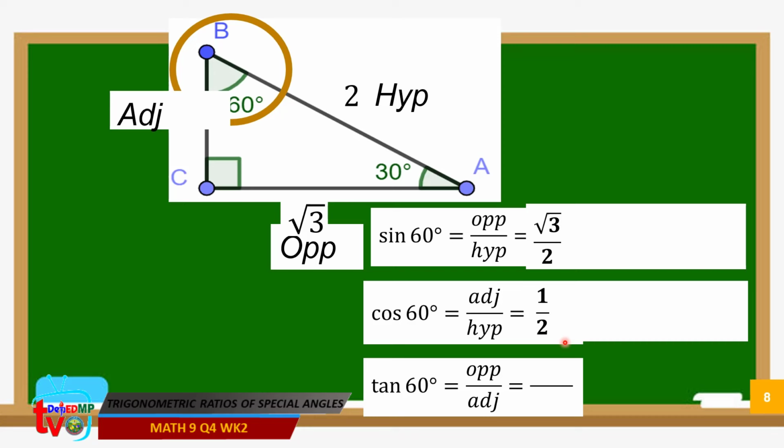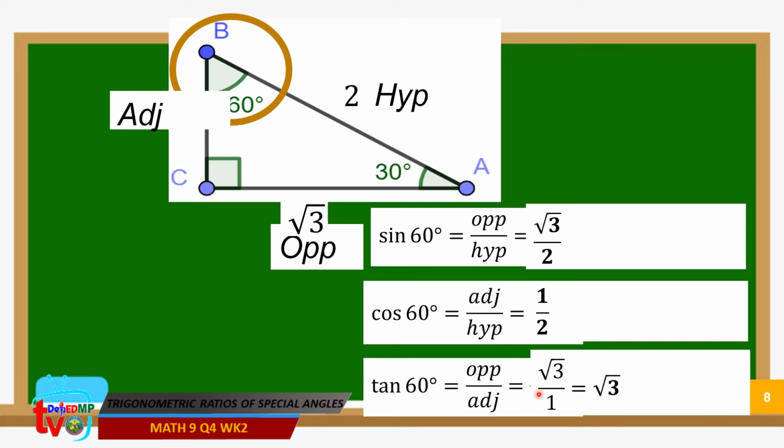And lastly, what is tangent 60 degrees? Tangent 60 degrees is opposite, which is square root of 3 over adjacent 1. We have then square root of 3 over 1, which is further simplified as simply square root of 3. And there we have just solved for the 3 primary trigonometric ratios of a 60-degree angle.